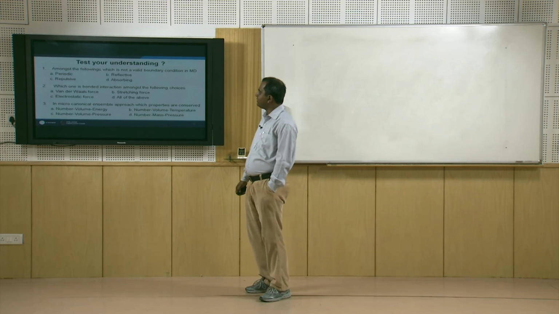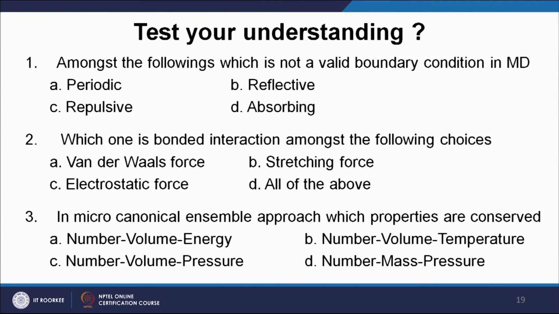As usual we have 3 questions. First, amongst the following, which is not a valid boundary condition in MD? We have discussed boundary conditions elaborately. The options are: first periodic, second reflective, third repulsive and fourth absorbing. Most of the names you have heard, so you have to find the odd one. The correct answer is absorbing. There is nothing called an absorbing boundary in molecular dynamics.